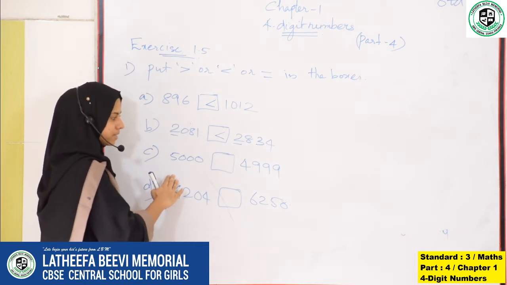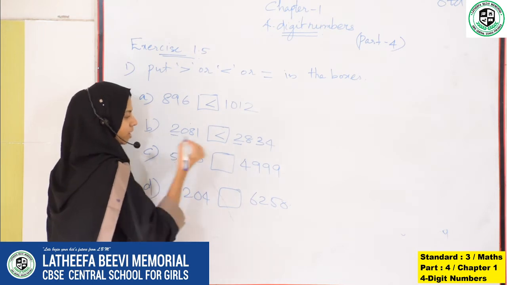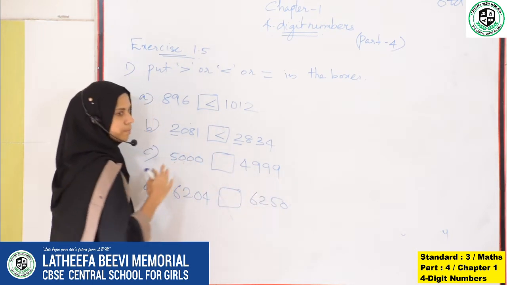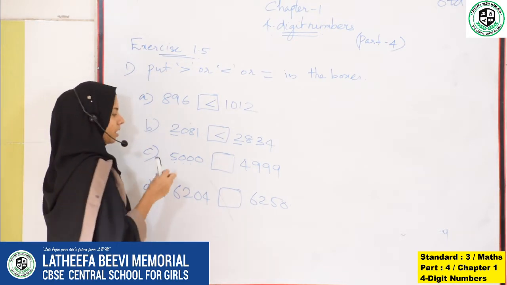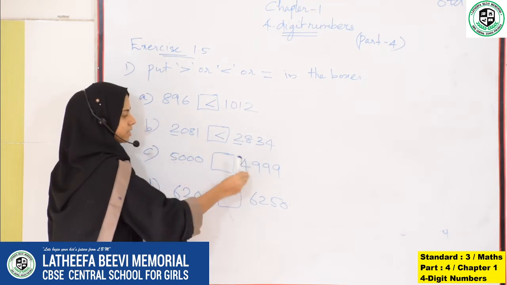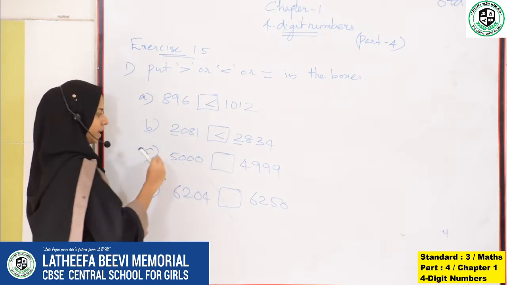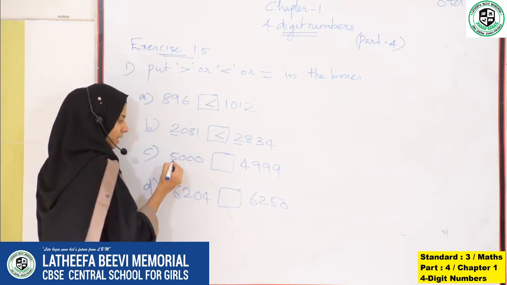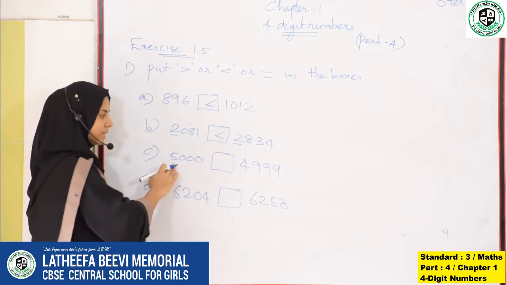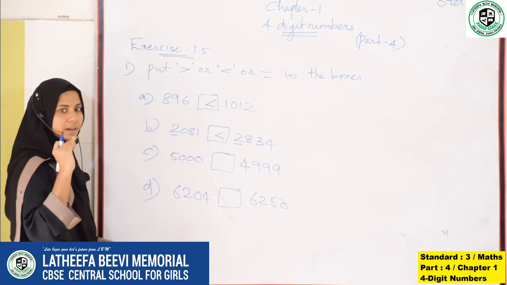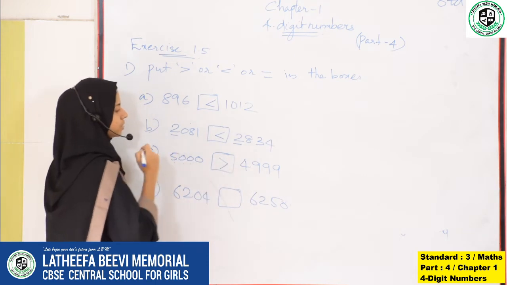Then moving to the next number. First you count the number of digits. 1, 2, 3, 4. Here 1, 2, 3, 4. Both the numbers are the same, both having 4 digits. Then you have to check whether the first digit is the same or different. Look at the board. The first digits are here 5 and here 4. Then which one is greater? 5 is greater. We all know that 5 is greater than 4. So 5 is greater, then we can say that this one is greater.